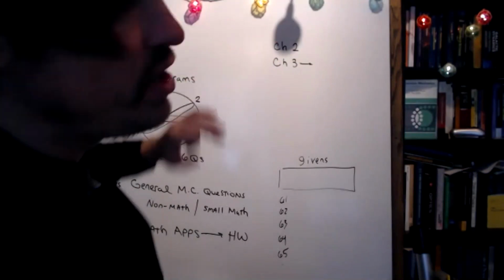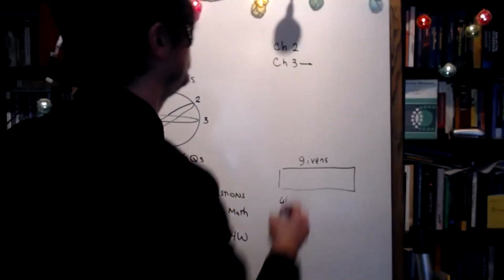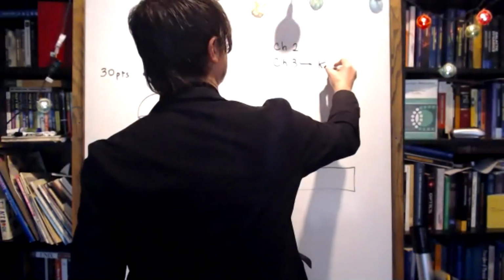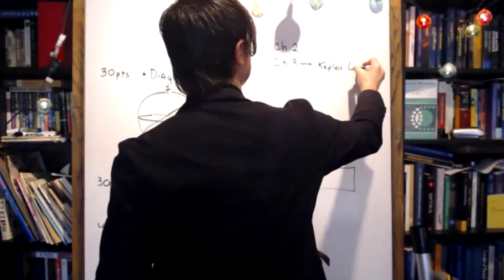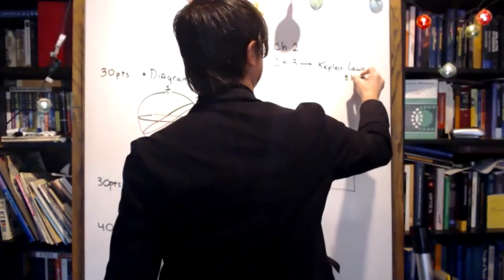Chapter 3, you don't need all of chapter 3. You just need the stuff on Kepler's laws and the stuff on ellipses.